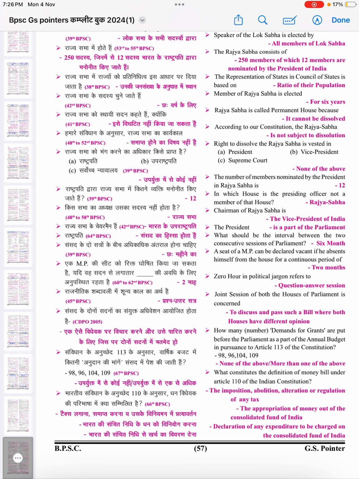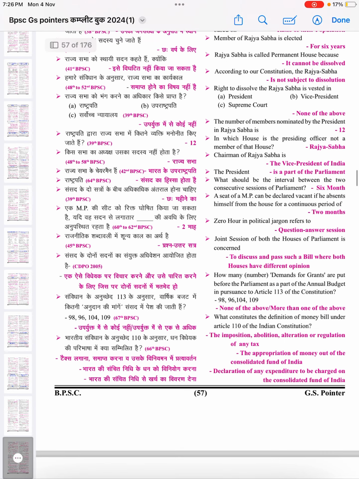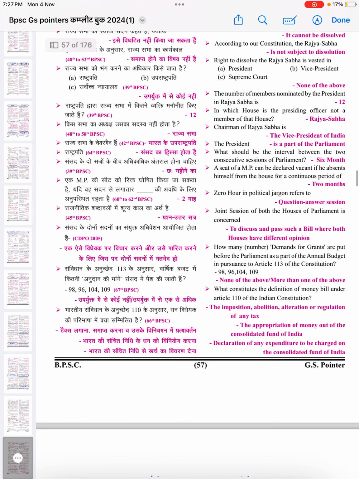According to our Constitution, the Rajya Sabha cannot be dissolved. There is no right to dissolve the Rajya Sabha. The number of members nominated by the President in the Rajya Sabha is 12. In which house is the presiding officer not a member of that house? Rajya Sabha. The Chairman of the Rajya Sabha is the Vice President of India.